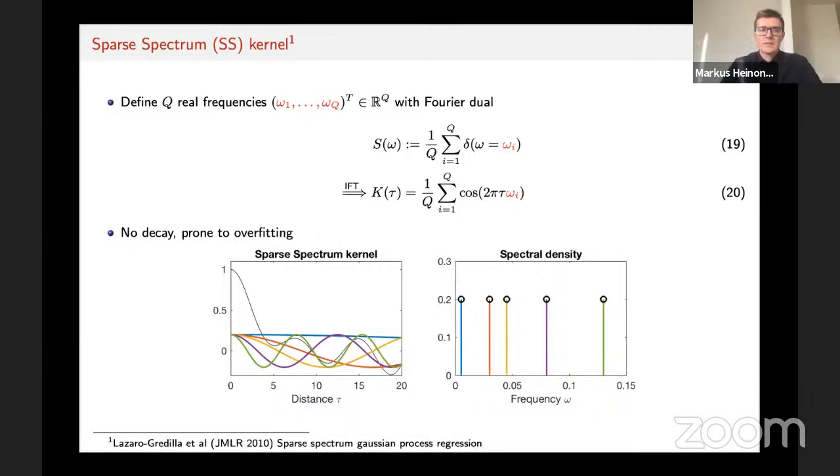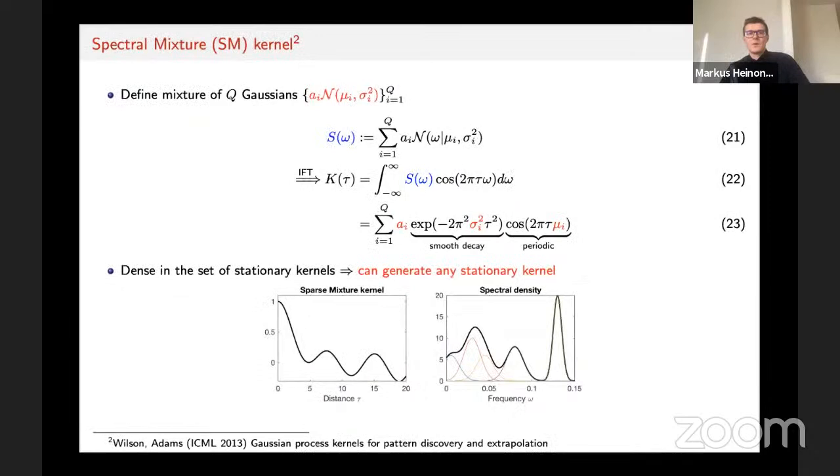So to fix this kind of rigidness of the sparse spectrum kernel, the spectral mixture kernel instead defines the spectral density as a mixture of Gaussians, where we have some variance around the mean frequencies, or even where we can just define arbitrary densities using a mixture of Gaussians and then map them back to kernels. So here we would define that the spectral density is a mixture of Gaussians. Each Gaussian has a frequency mean, a frequency variance, and then some kind of weighting or amplitude term.